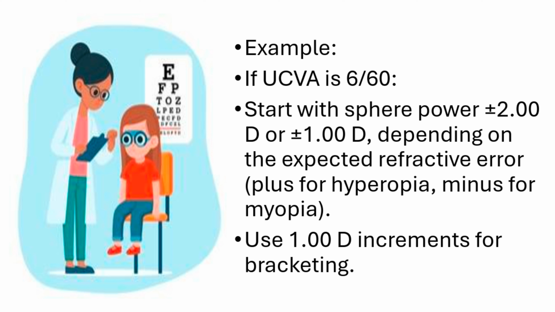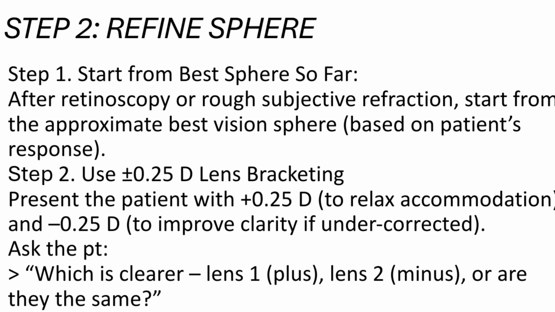And the next step is to refine spherical power. Refinement of sphere is the final step of determining the best spherical lens that gives us the clearest vision without overcorrecting. Now we can see the step-by-step procedure. After retinoscopy or rough subjective refraction, start from the approximate best vision sphere based on the patient's response. Then second, use a plus or minus 0.25 lens. Present the patient with plus or minus 0.25, then ask which is clearer, lens 1 or lens 2.